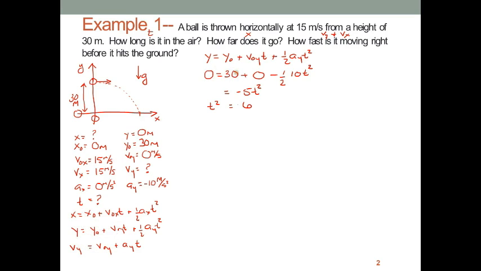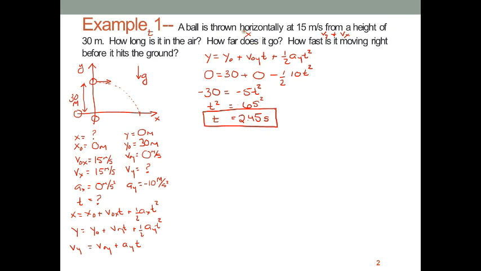Now, I'm going to simplify. I'm also going to move the 30 to the other side, so that's negative 30. And now negative 30 divided by negative 5 is 6 seconds squared for units there, so t is the square root of 6, and if you put that into a calculator, you find that is 2.45 seconds. We now know time.